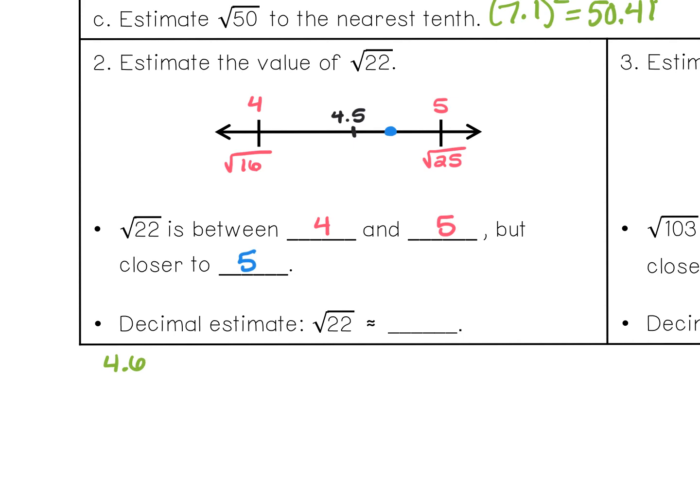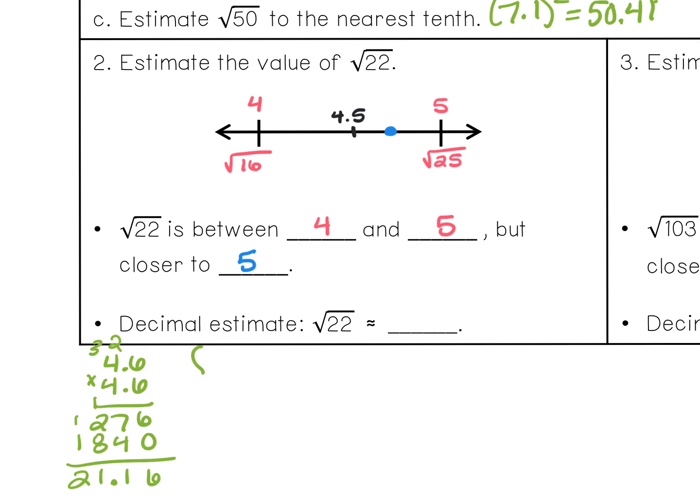And I'm going to square it, or multiply it by itself, just like I did before. 6 times 6 is 36. So that took me to 21.16. That is pretty close to 22, but it's still under.